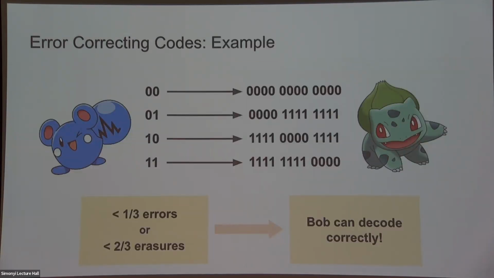Okay, so let me give you an example. Suppose Alice is trying to send over a 2-bit message, so 1 of 4 possible messages. She's going to do this by encoding one of the 4 messages into the right-hand side, one of the 4 code words.